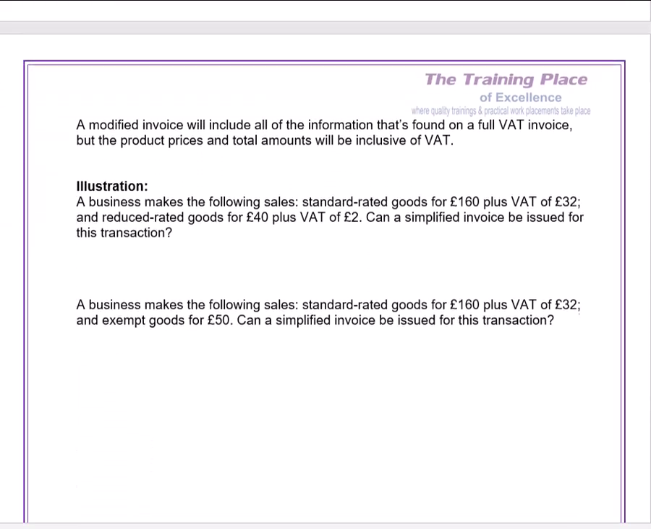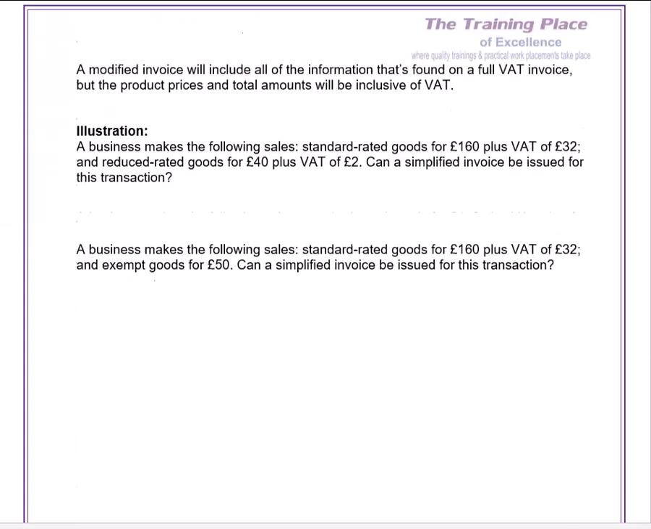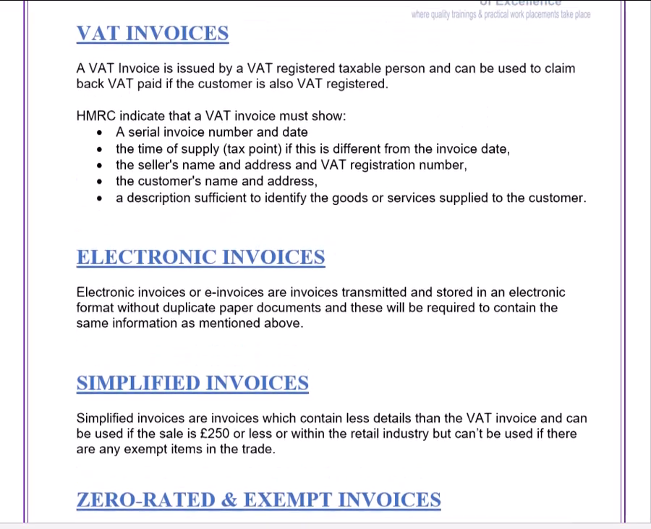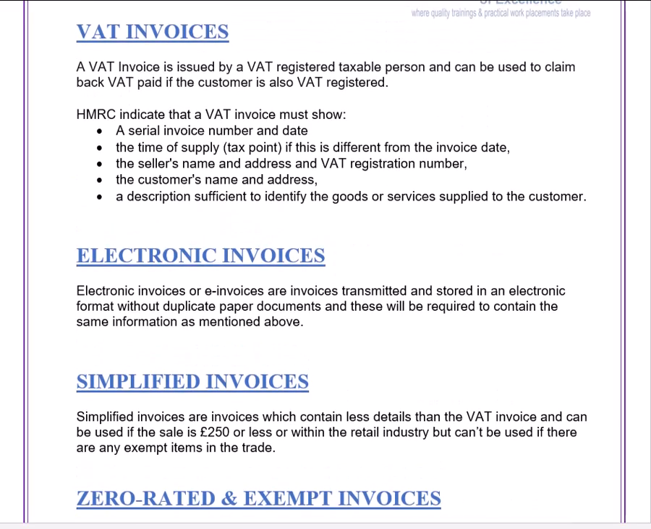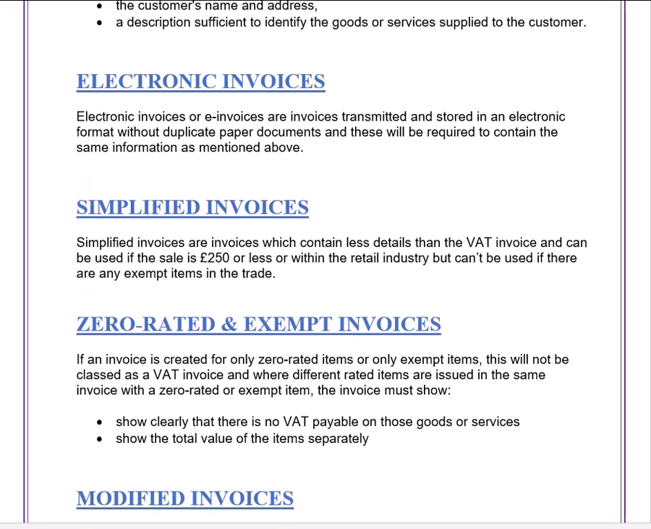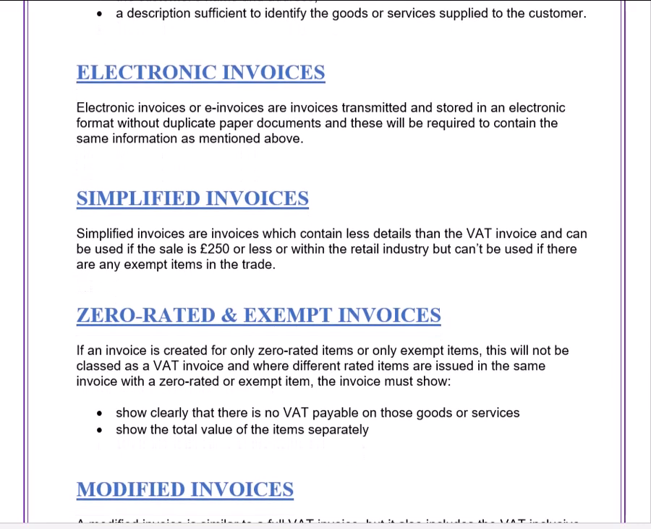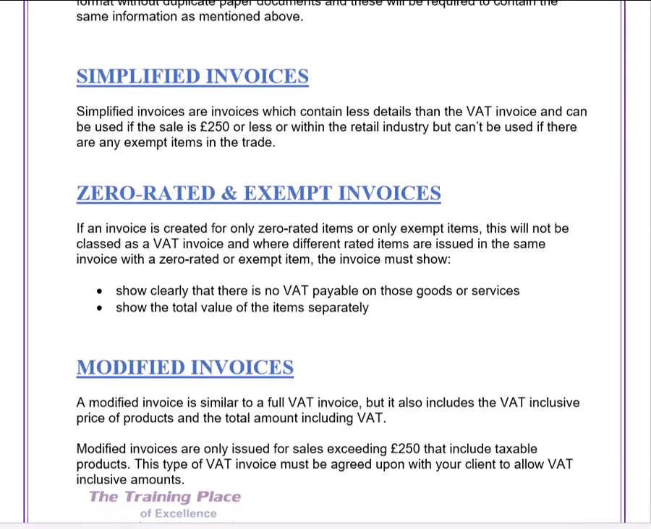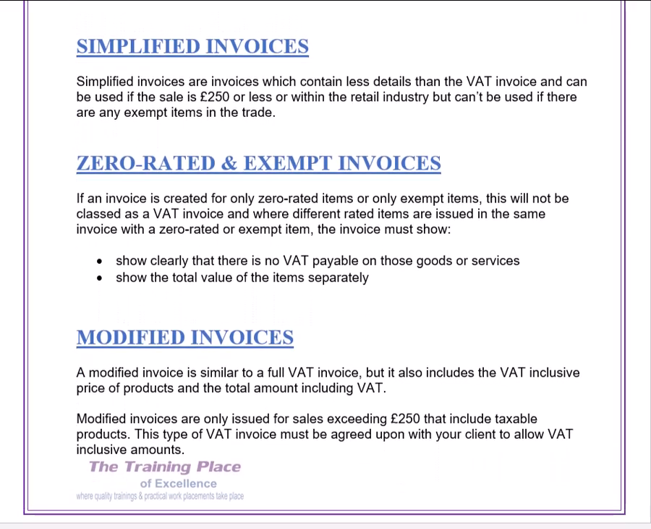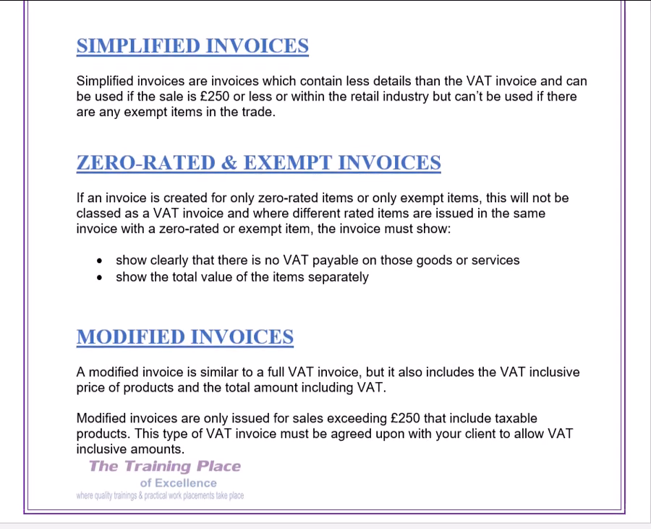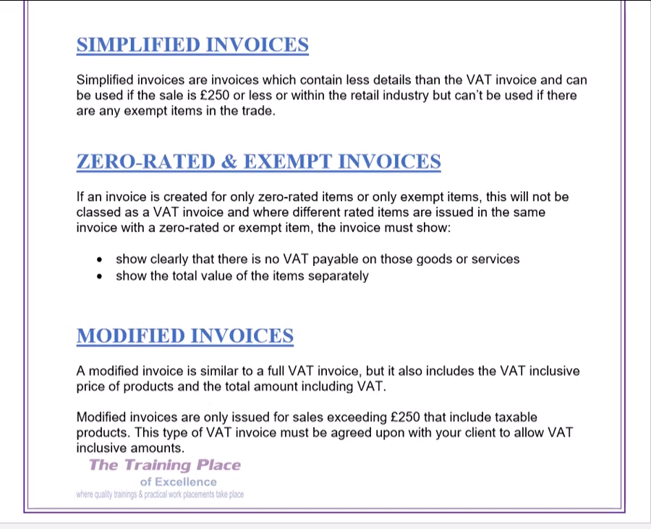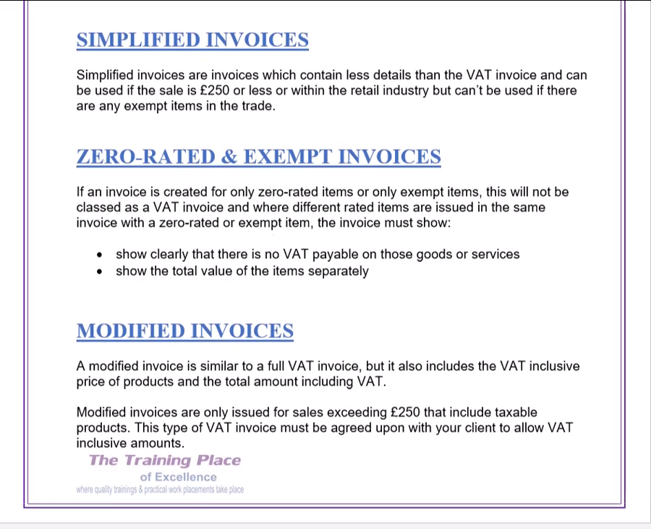Please note the different types of invoices. We've talked about the VAT invoices, your normal full VAT invoice, your electronic invoices, which are the same, but in electronic format without any paper kept. Simplified invoices have fewer details, very commonly what you will see in the retail industry. So when you go shopping in the normal shops and you get a receipt from the till operator, that is a simplified invoice, literally.